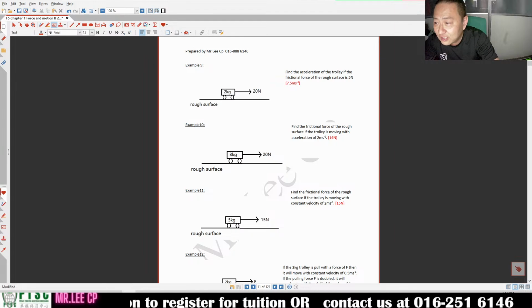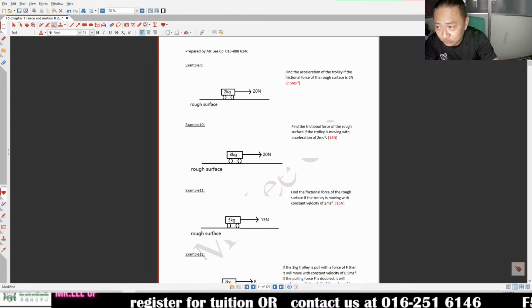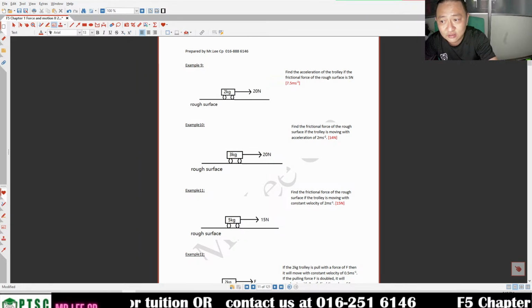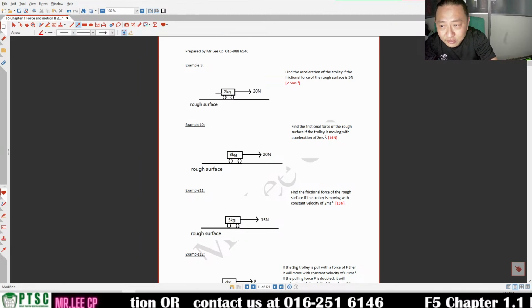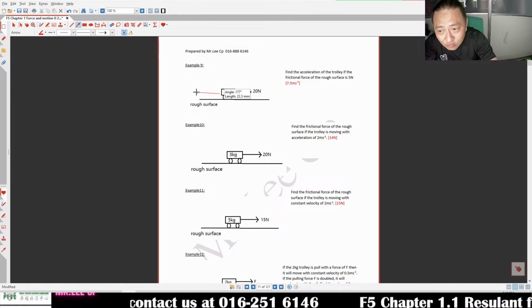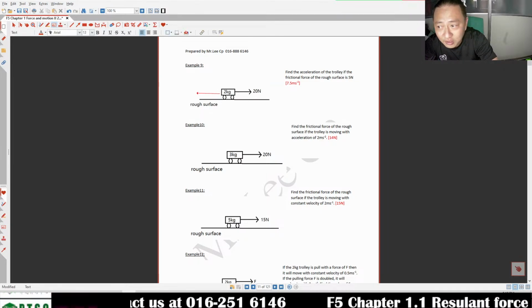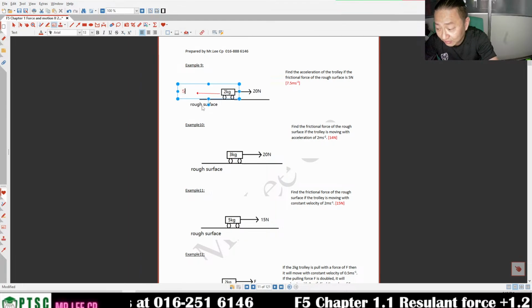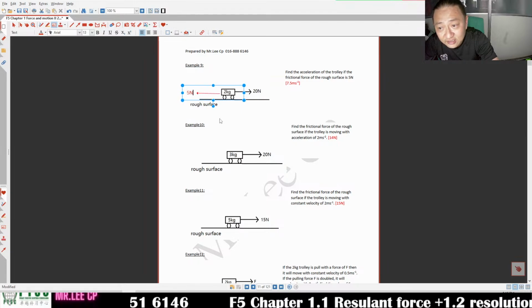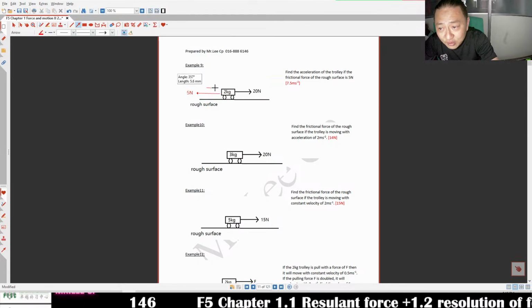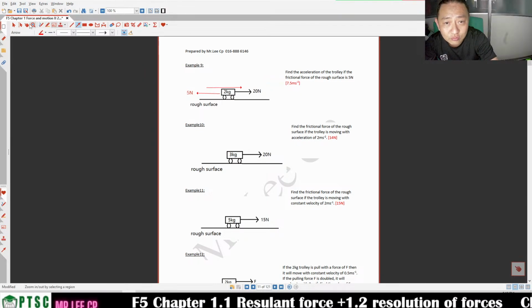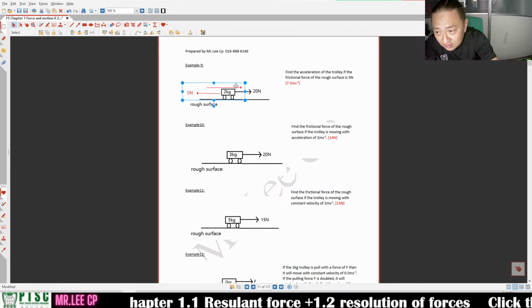Now find the acceleration of the trolley if the frictional force of the rough surface is 5 Newton. I label the frictional force on this side, 5 Newton. They never asked me to label, but I label it for my understanding. It will go to the right because 20 is bigger than 5.